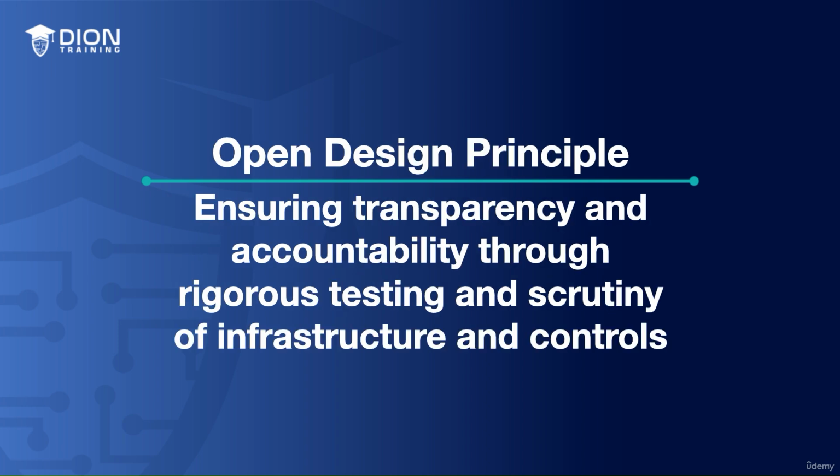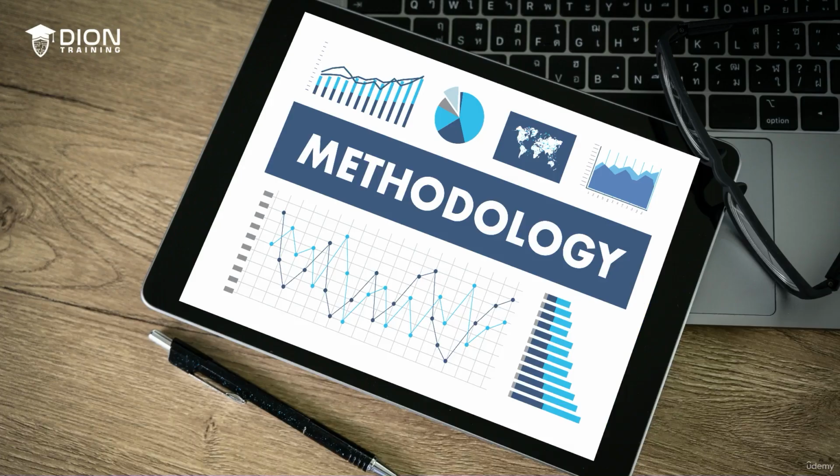Now, the final key principle we need to utilize is one known as the open design principle. The open design principle is focused on creating transparency and accountability by ensuring that our infrastructure and our controls undergo rigorous testing and scrutiny to ensure they're effective and being implemented securely. By deeply understanding and integrating these key principles into the selection of your infrastructure's controls, you can ensure that you have a more robust, resilient, and responsive enterprise infrastructure. Second, let's take a look at the methodology that you can use to select some effective controls.